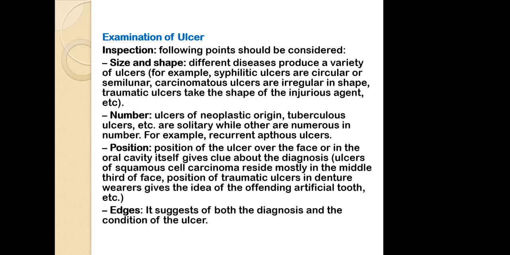In case of ulcers, which will always be there, they can be traumatic, they may be due to tumor malignancy. So you need to look at the shape and size. Different diseases produce a variety of ulcers. For example, syphilitic ulcers are circular or semilunar, carcinomatous ulcers are irregular in shape. And of course, carcinomatous ulcers bleed very easily, so that can also help you to know that we are dealing with something which is really notorious.